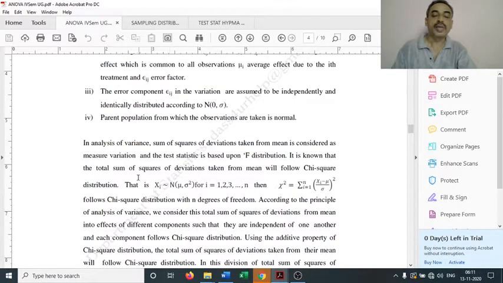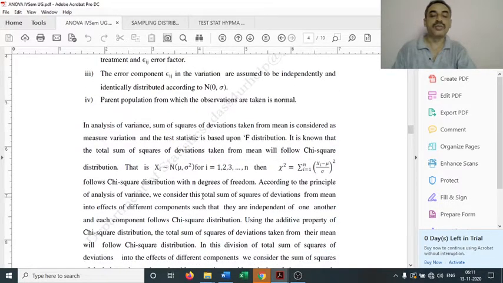So now we are on the main thread of formulating this analysis of variance. We are not going into the step-by-step derivation of the various terms and principles in analysis of variance. Here we are only considering the main principle, or main theme, in the formulation of ANOVA.